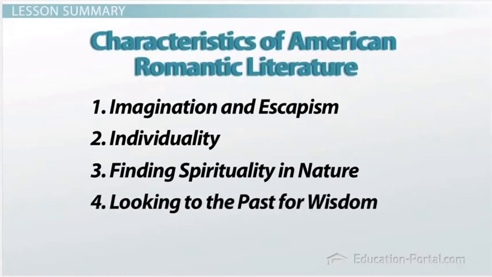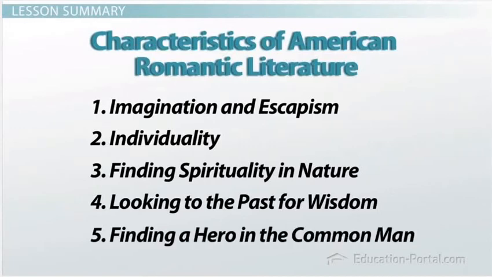Number 4, looking to the past for wisdom. Settings that reflect times past and plots that show how legends fit in today. And number 5, finding a hero in the common man. Characters who are flawed, but whose innocence and strong morals give them good hearts. And that summarizes American literature during the Romantic period.